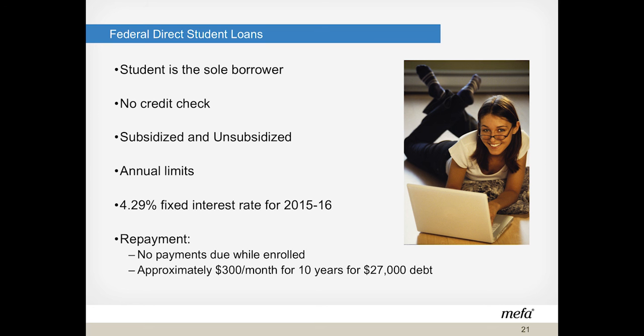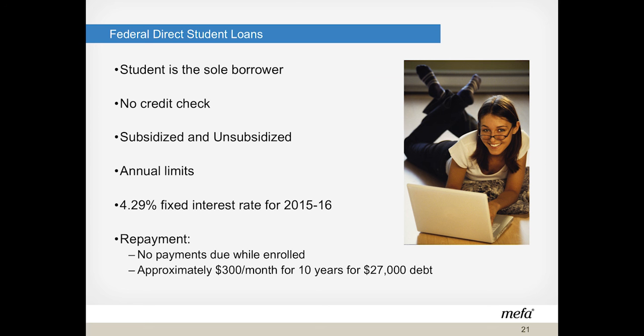Just a word about federal direct student loans. These are the main loans that college students receive. And these loans are given to every student who fills out a FAFSA. The student is the only borrower on these loans. So parents, you are not a cosigner, you are nowhere on these loans. These are only student loans.